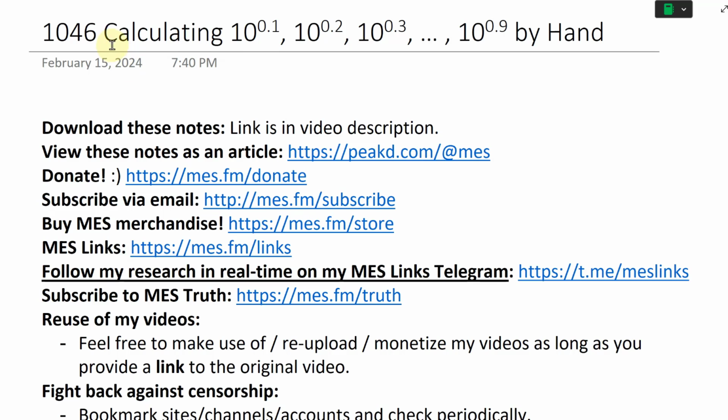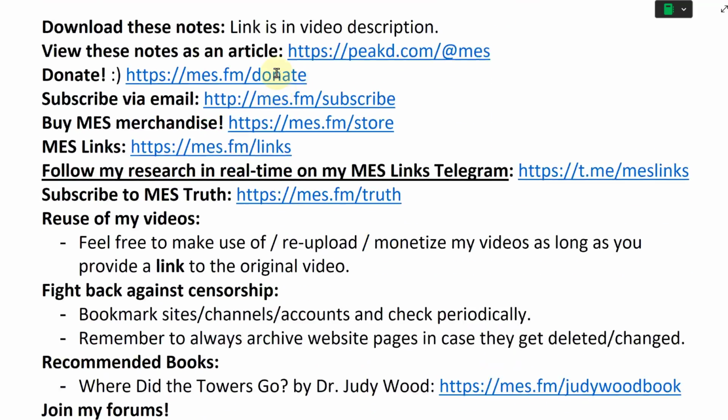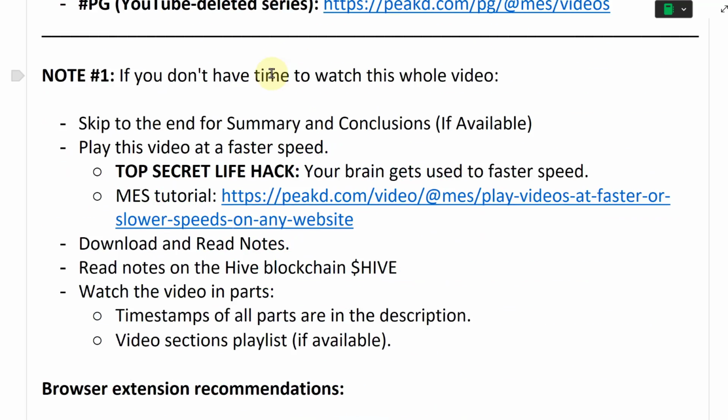Today I'm going to go over a pretty interesting video, and this is going to be on calculating 10 to the power of 0.1, 0.2, 0.3, etc. all the way to 0.9 by hand. And it's actually going to be more of an approximation and not calculating exactly, because it's apparently not possible to do so. Alright, continuing further.